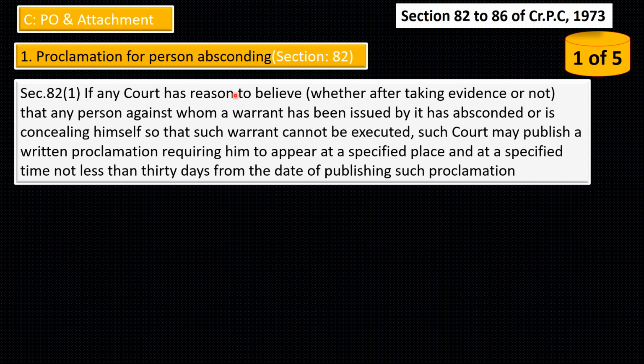Subsection 1 of section 82 says this thing: if any court has reason to believe, whether after taking evidence or not, that any person against whom a warrant has been issued by it has absconded or is concealing himself so that such warrant cannot be executed, such court may publish a written proclamation requiring him to appear at a specified place and at a specified time, not less than 30 days from the date of publishing such proclamation.